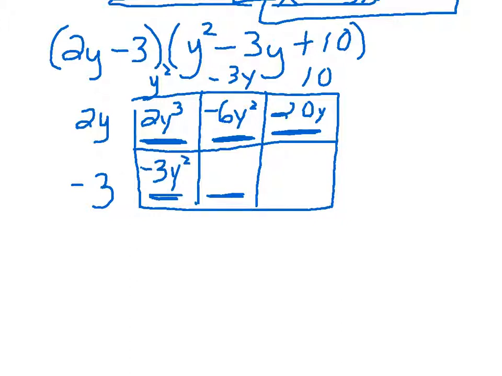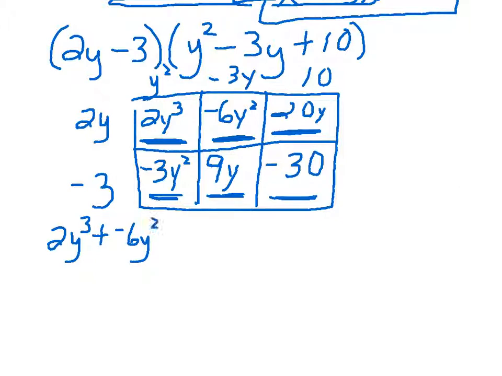Negative 3 times negative 3y will give us a positive 9y. And our last box, negative 3 times 10. Same technique we did before. Take everything out, put some plus signs between them. We have a few more terms to write out, but no big deal.